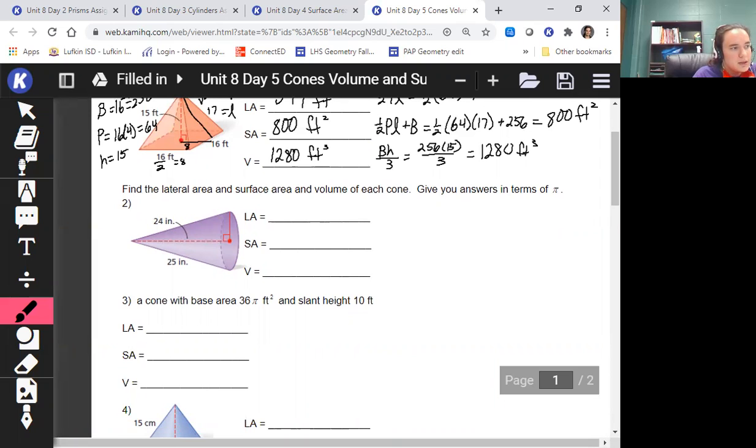Next up, we are looking at a cone, and we know the height is 24 and the slant height is 25. So we need to find our radius. Again, we're using Pythagorean theorem, and 25 is our hypotenuse. So we've got 24 squared plus r squared equals 25 squared. And 24 squared is 576, and 25 squared is 625. And when you subtract them, you get 49, and then you're going to take the square root of both sides, and your radius is 7.